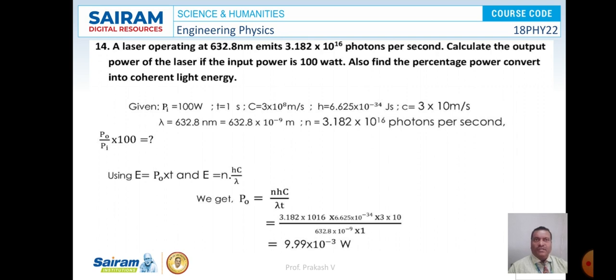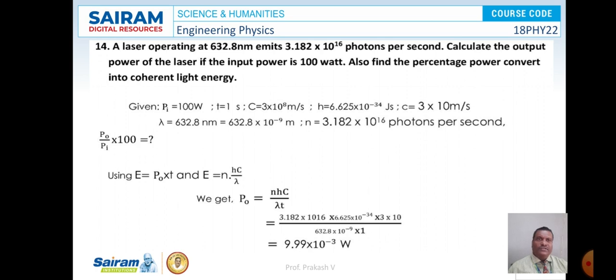So here the input power is 100 watts, T is 1 second, C is 3 into 10 to the power of 8 meter per second, H is 6.625 into 10 to the power of minus 34 joule second, lambda is given as 632.8 nanometer, and the number of photons emitted per second is 3.182 into 10 to the power of 16. And what is the value of P0 by Pi into 100? That is also another parameter asked here.